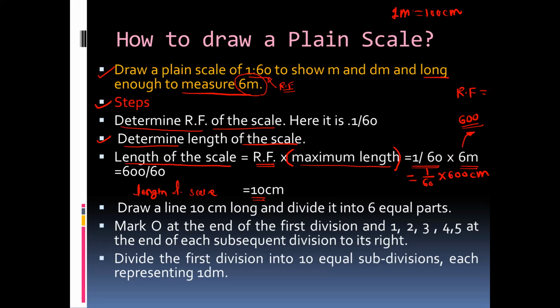That means we will represent this 6 meter actual dimension by using a 10 centimeter line on the drawing paper. Now the next step is to prepare a graphical scale, that is called a plane scale, which can give the relation between a meter and decimeter. So what is basically a decimeter? Draw a line 10 centimeter long, and divide this into 6 equal parts.